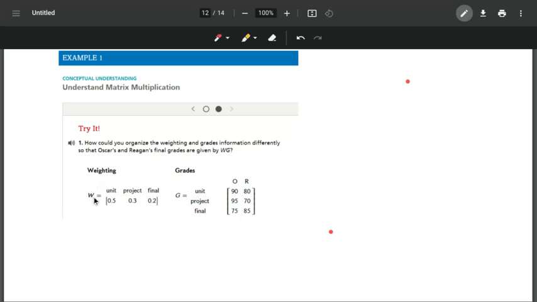Then in this first matrix, we have how all the grades are weighted. So the unit test is 0.5 or 50% of the grade. The project is 0.3 or 30% of the grade. And the final is 0.2 or 20% of the grade. So first of all, let's calculate Oscar's grade.